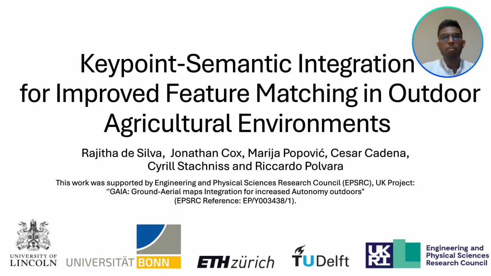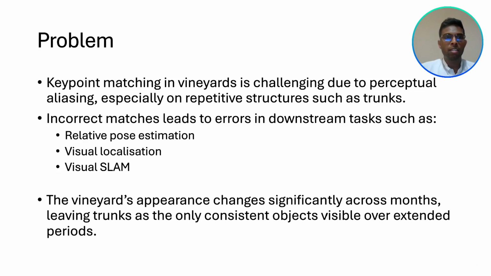Welcome everyone, my name is Rajitha De Silva and I am presenting a method for improved feature matching in outdoor agriculture environments by integrating semantics into the key point descriptors. In this work, we try to address the problem of perceptual aliasing in vineyard environments, particularly due to the presence of repetitive structures such as vine trunks.